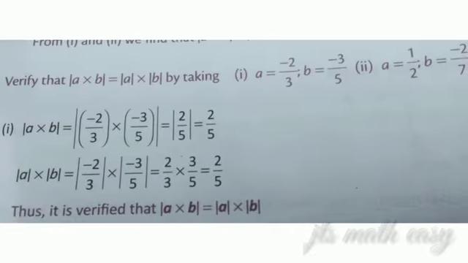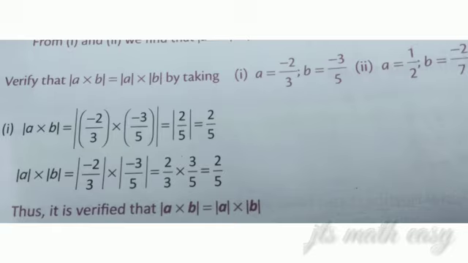And this is your next problem, for the next property. Modulus of A cross B is equal to modulus of A cross modulus of B. So this is also like your previous property. There we verified with the plus symbol. Here we are going to verify the multiplication one. Here also they have given the A value and B value. A value is minus 2 by 3 and B value is minus 3 by 5.